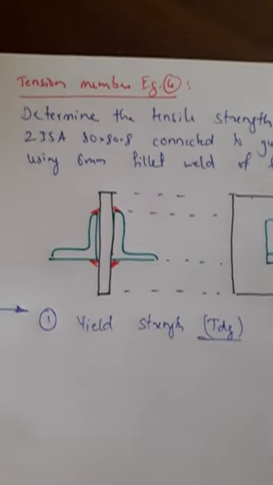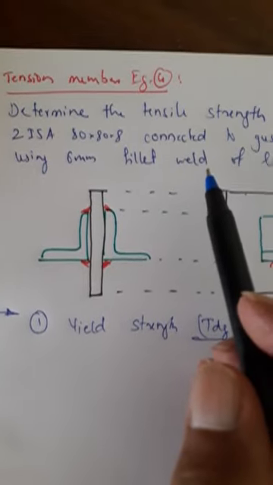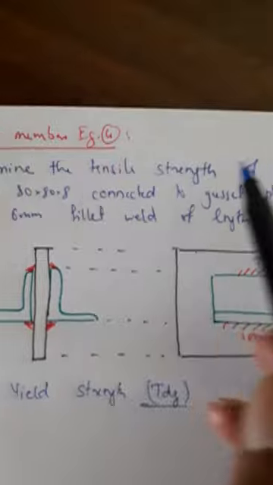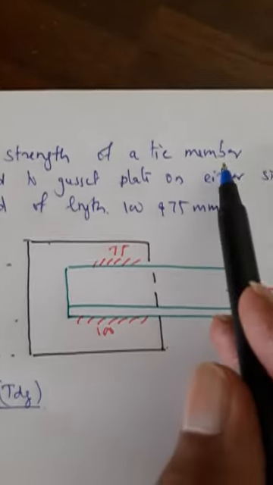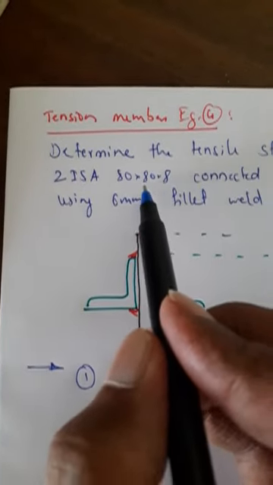Hello friends, today we'll start with analysis of tension members for welded connections. So note down the example. Determine the tensile strength of the tie member. The tie member is a truss member of 2 ISA 80 by 80 by 8.